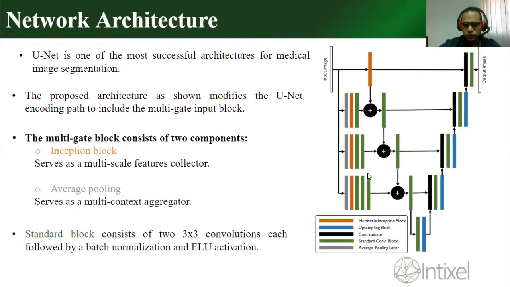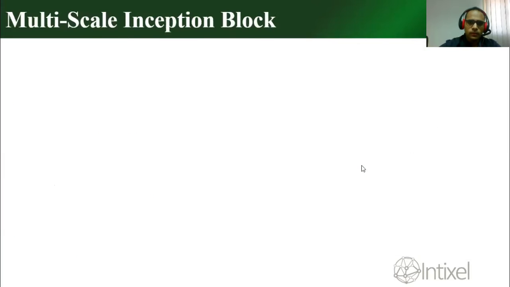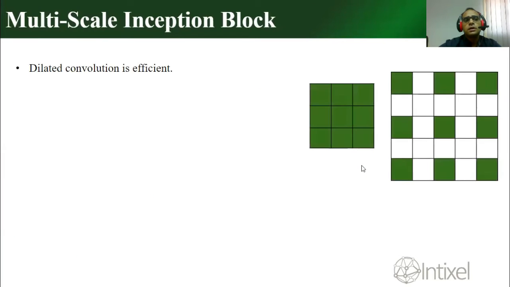Also, it's worth mentioning here that this green block, we call it the standard block. It's just two 3x3 convolutions, each one followed by a batch normalization and ReLU activation. For the multi-scale Inception block, it actually uses dilated convolution. Dilated convolution is a special type of convolution where we introduce holes between the kernel values.